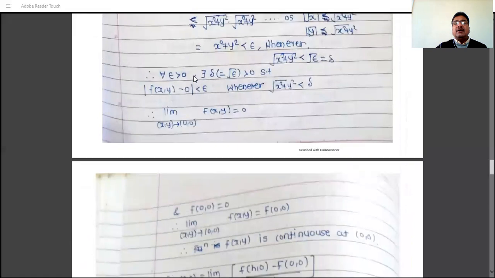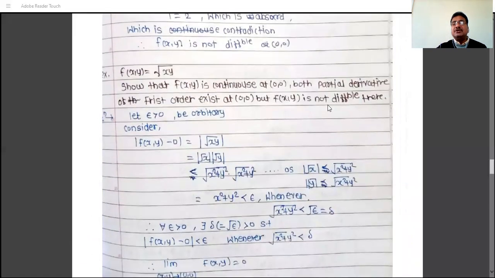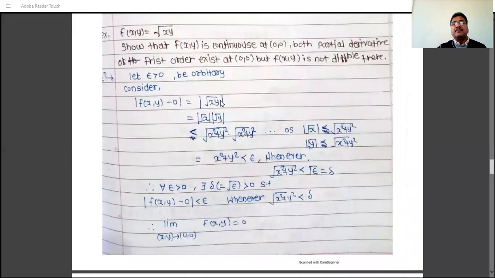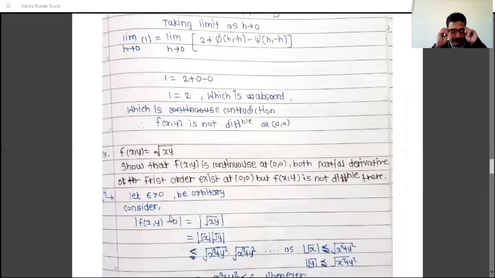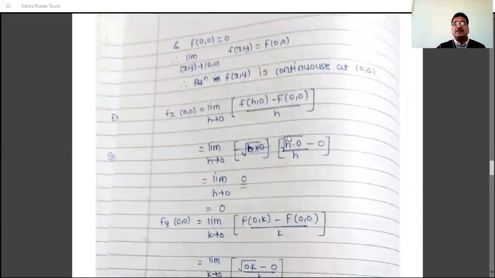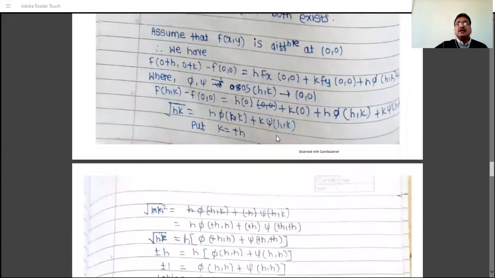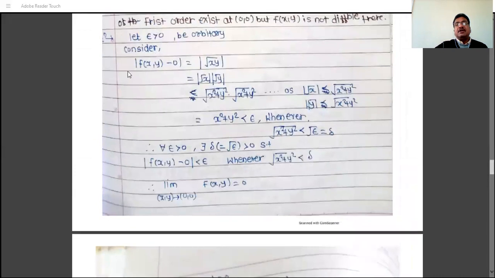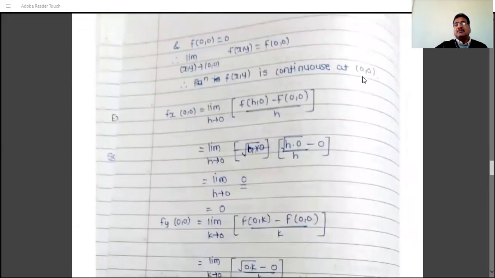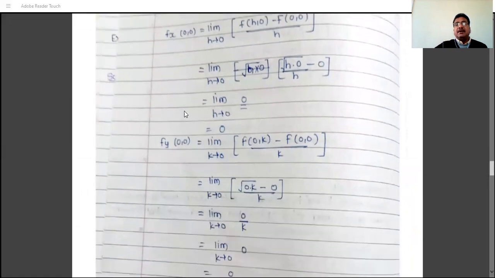Now we have to show this function is not differentiable at (0,0). There are 4 methods to show a function is not differentiable. Either show the function is not continuous at (a,b), or show f_x(a,b) does not exist, or show f_y(a,b) does not exist. But if these three ways fail, then use the definition and the contradiction method. So for this example, the function f(x,y) is continuous at (0,0), so the first way is not possible. Then f_x(0,0) exists.